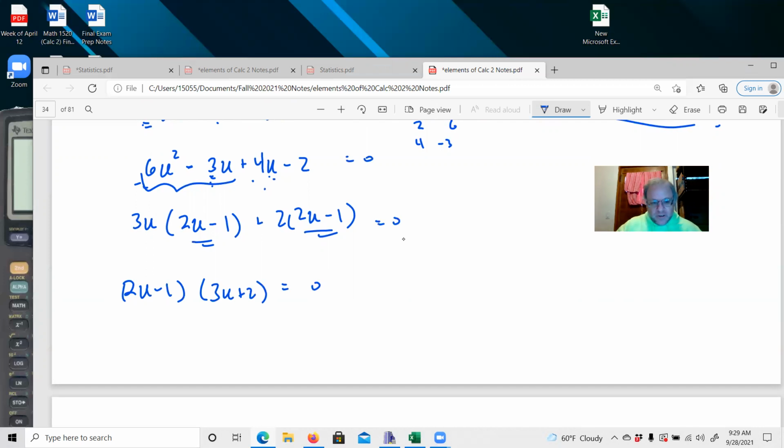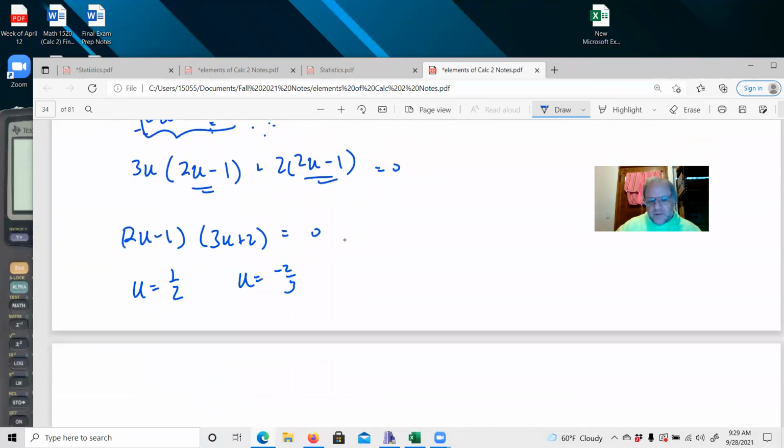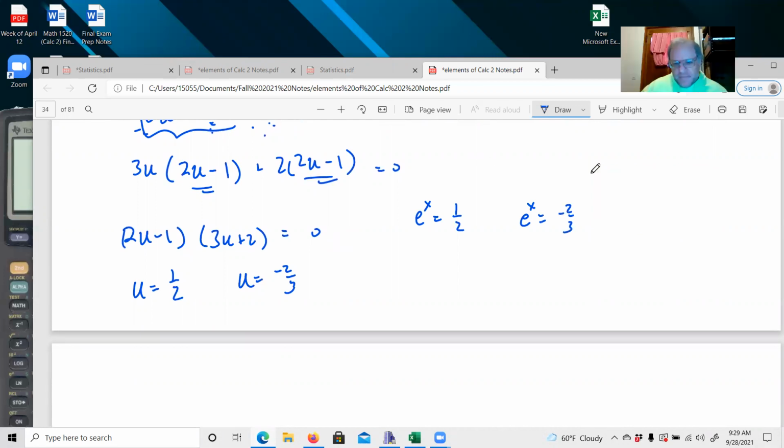Okay. So we solve and we say, great, u is equal to 1/2. And u is equal to negative 2/3. Right? What the heck was u? Well, we look back up a couple of steps. u is equal to e to the x. So we have e to the x is equal to 1/2. e to the x is equal to negative 2/3.